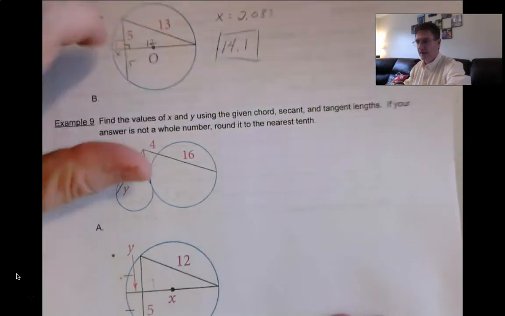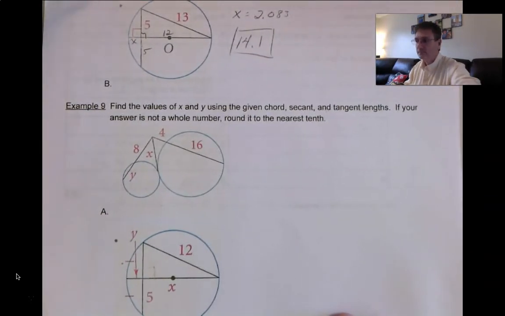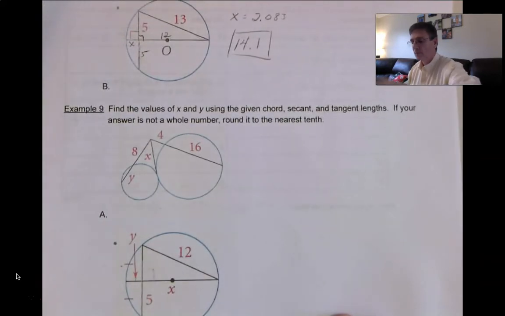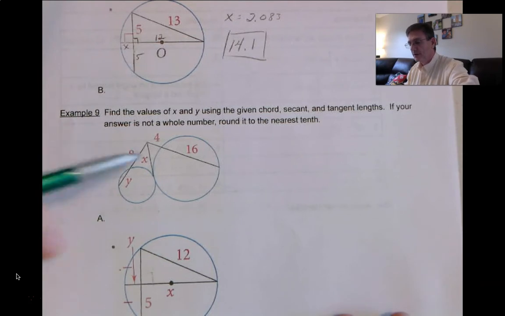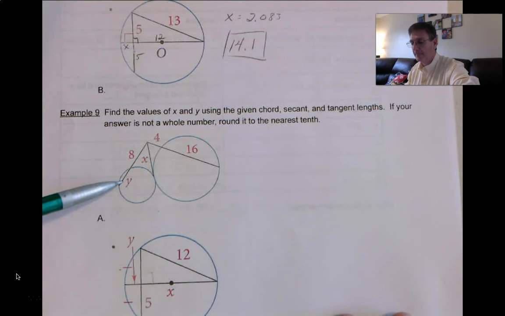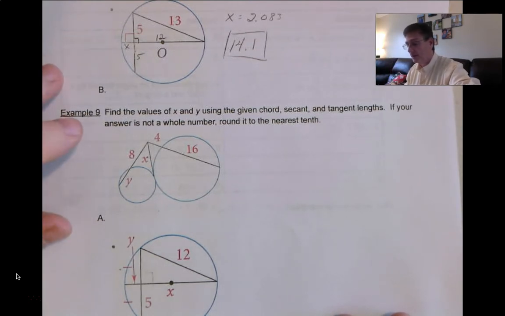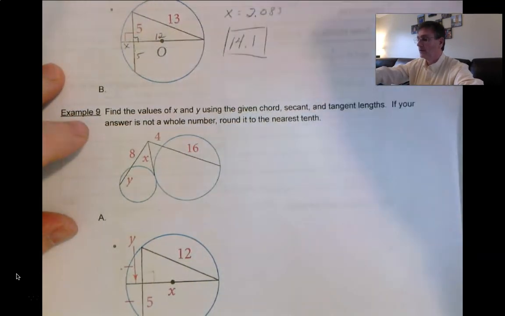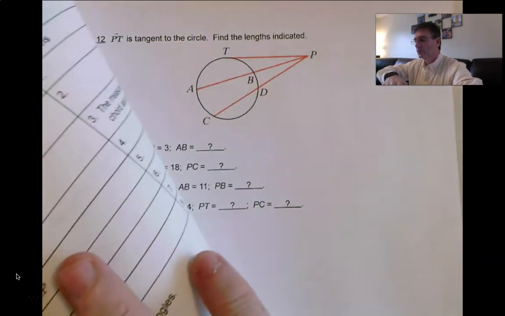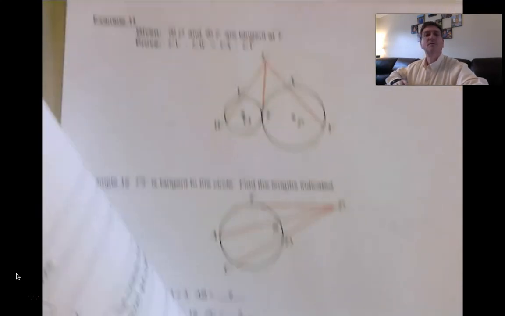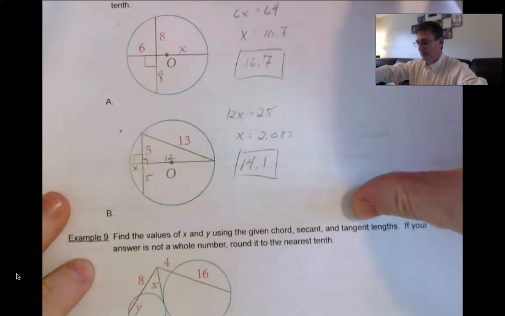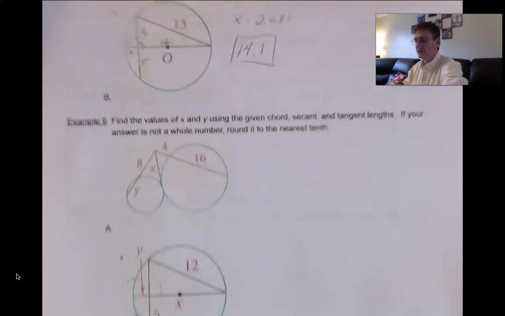Example 9. Find the values of x and y using the different theorems. So I'm going to find the value of x first, and I'm going to use that value to find the value of y. Although I don't need to, I can find y directly, and we could see that when we do example 11. We don't need to do it the way that I'm going to do it. We just find the x first.